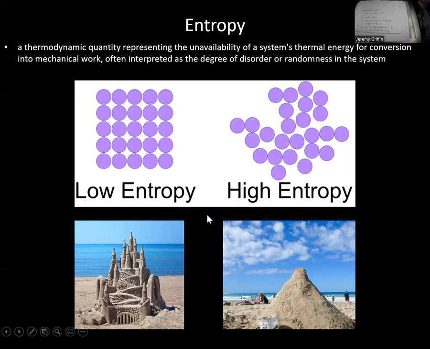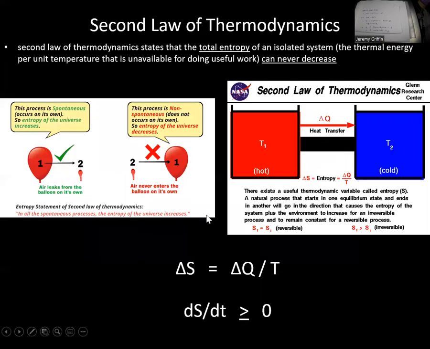Right. So there's some different perspectives on entropy, which is of course fundamentally involved in the second law of thermodynamics. Let's read this real fast. That states that the total entropy of, say, a closed system or the universe, which is the thermal energy per unit temperature that is unavailable for doing useful work, can never decrease, right? Or you could just say it's always increasing, in general, staying the same or increasing.